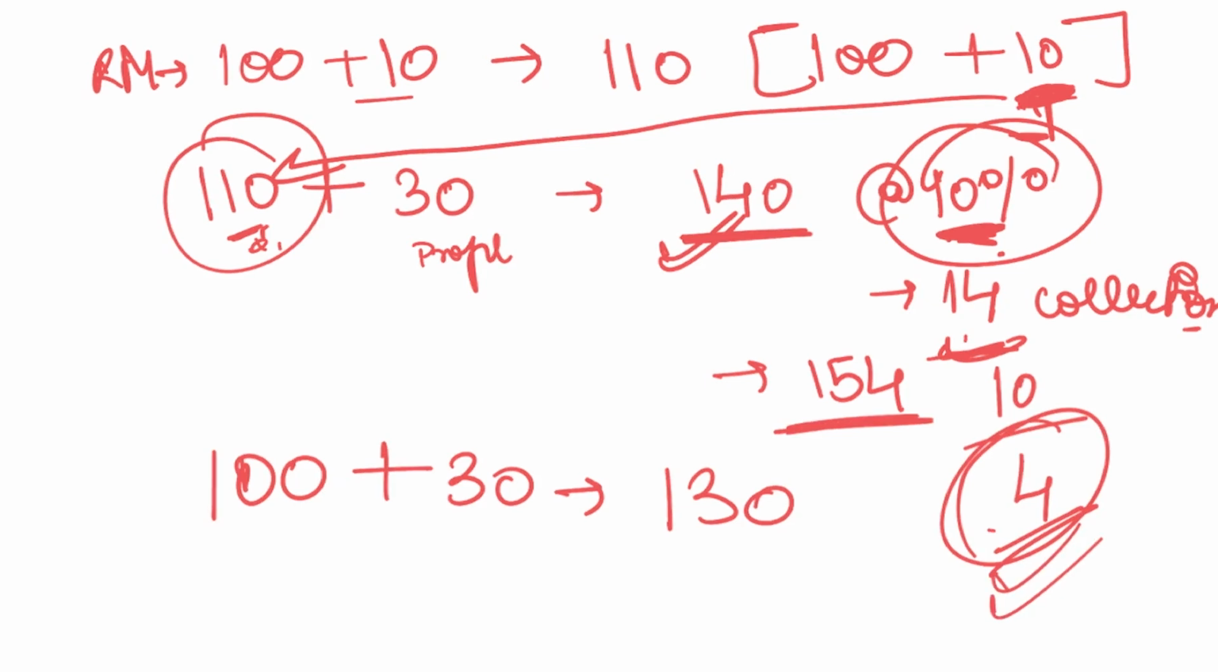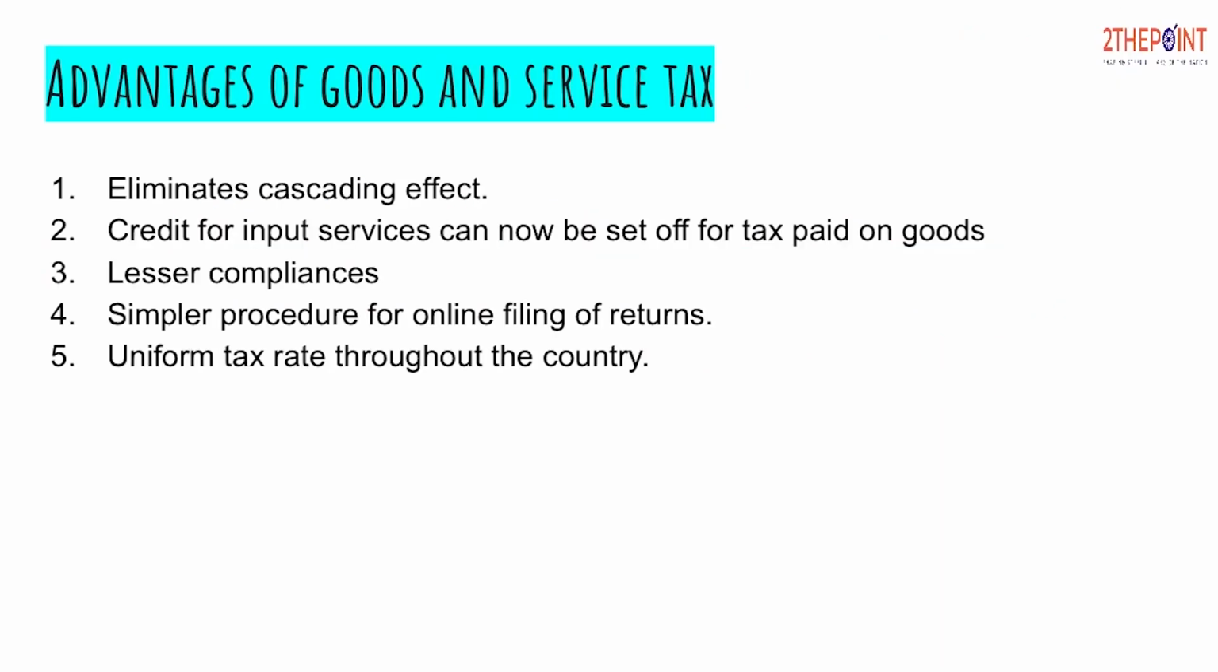So you are eliminating the cascading effect in case of GST. This is one of the major benefits of goods and service tax. Moving on to the next slide, which considers the advantages of goods and service tax. First, it eliminates the cascading effect, as I've explained through an example: you are paying tax only on the value addition and not on the tax that you paid at the previous stage. Next, credit for input services can now be set off for tax paid on goods.